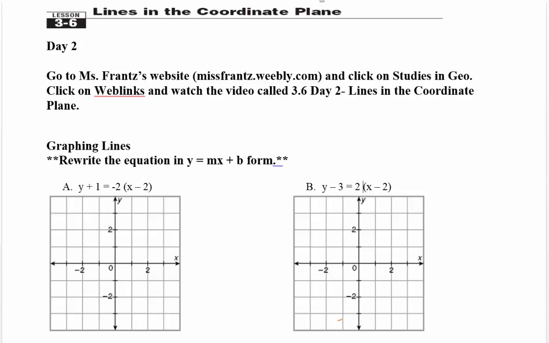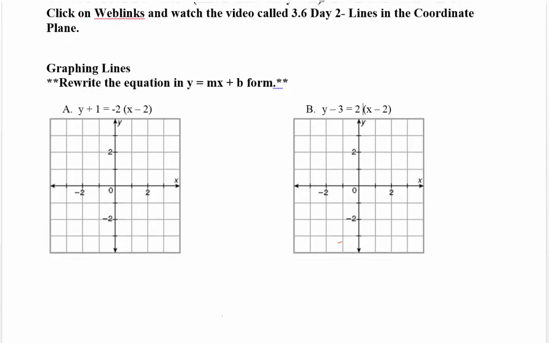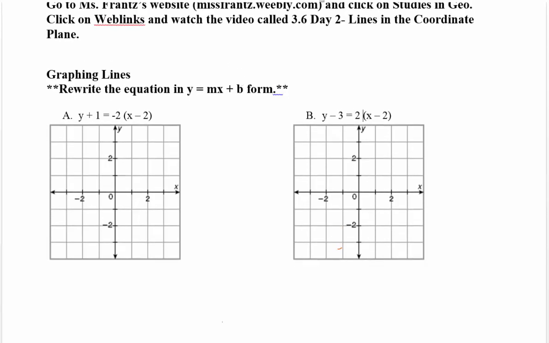Section 3.6, Day 2, we're going to talk about how to graph things. So we already know how to graph things when they're in y equals mx plus b form. So what we're going to focus on today is if I give you something in point slope form, like both of these right here are in. And in order to graph something in point slope form, what we're going to do is convert it to y equals mx plus b. So for both of these, the steps are kind of the same.